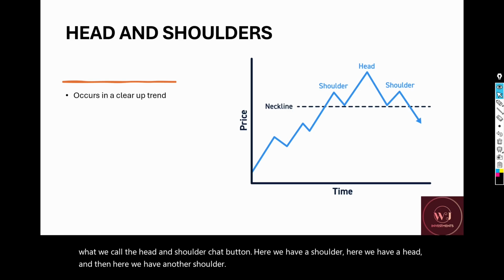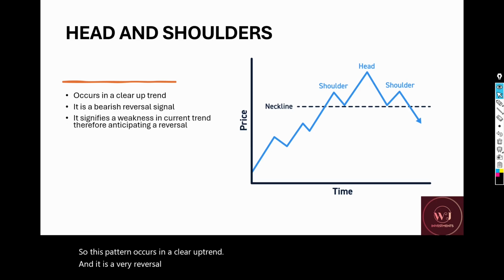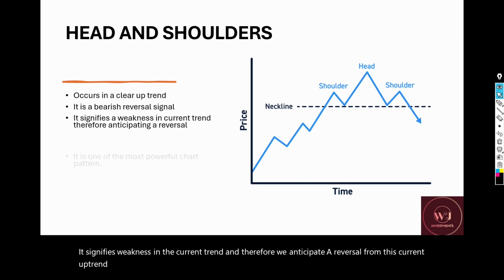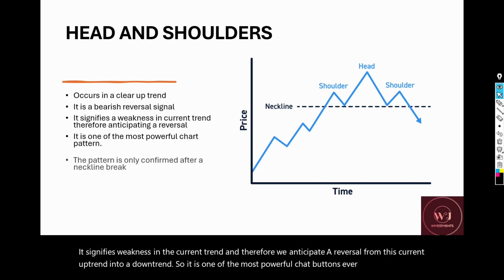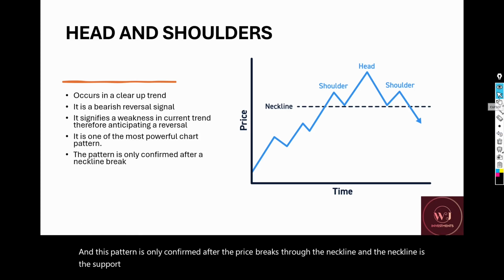So, this pattern occurs in a clear uptrend, and it is a bearish reversal signal. It signifies weakness in the current trend, and therefore we anticipate a reversal from this current uptrend into a downtrend. So it is one of the most powerful chart patterns ever traded, and this pattern is only confirmed after the price breaks through the neckline, and the neckline is the support level that is created by the two shoulders.